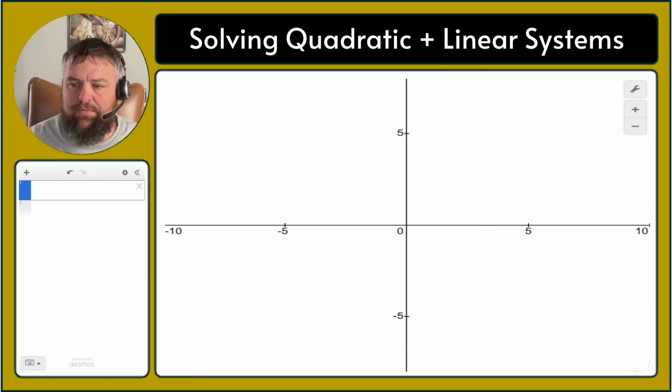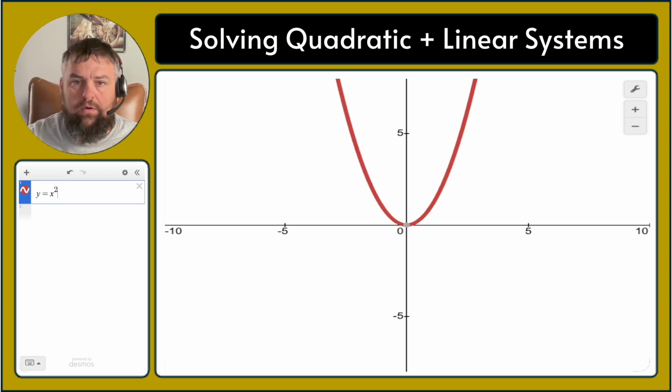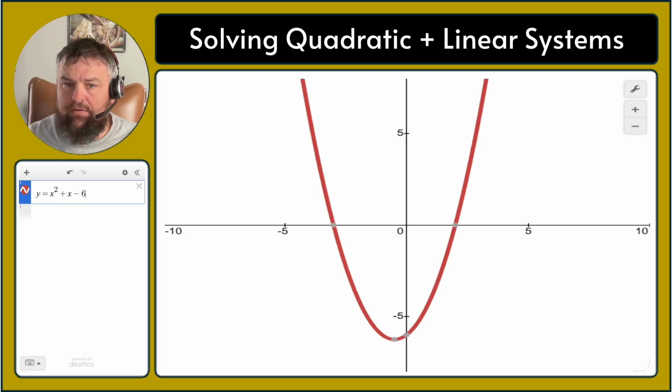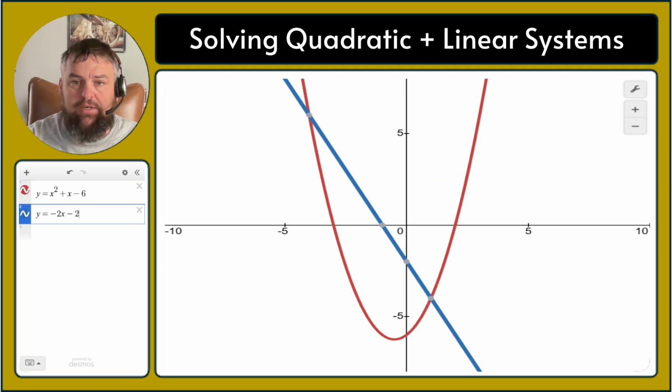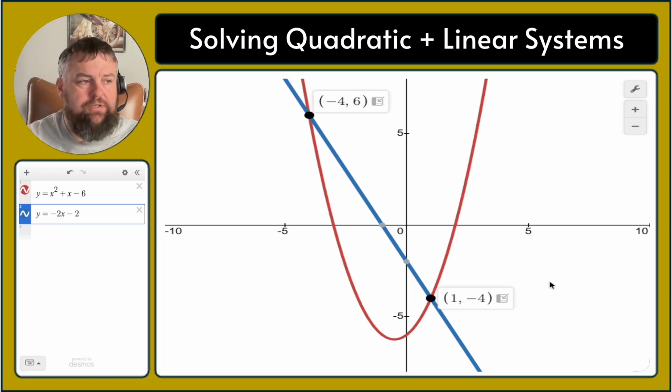So let's take to Desmos here and graph this out. We're going to have x squared plus x minus 6. Then on the second line, y is equal to negative 2x minus 2. And when we click on the points where they intersect, we see that they're at negative 4, 6, and 1, negative 4. So this confirms what we were expecting.